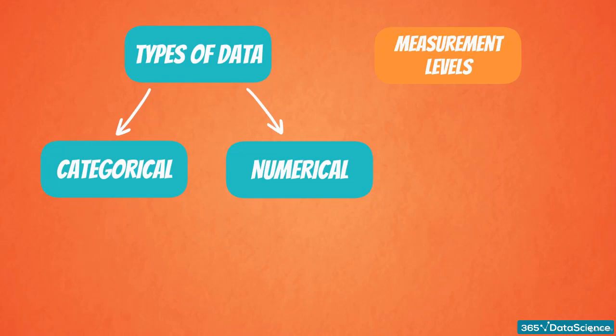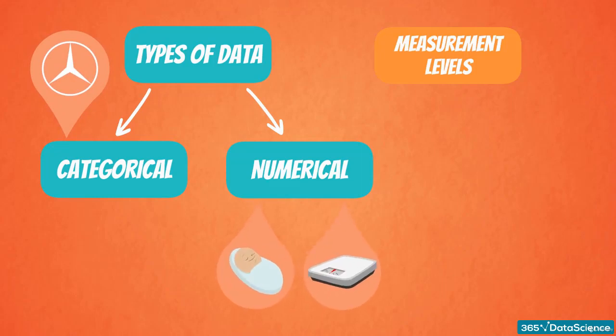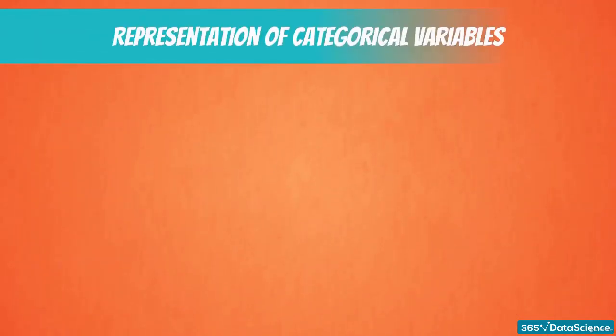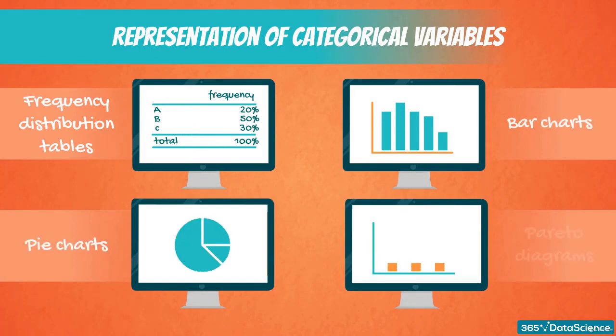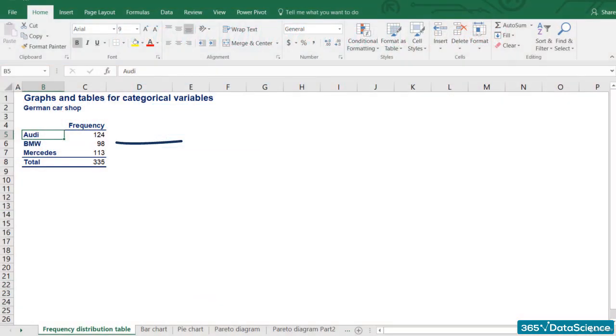As you may recall, there are two types of variables, categorical and numerical. In this video, we will focus on categorical variables. Some of the most common ways to visualize them are frequency distribution tables, bar charts, pie charts, and Pareto diagrams. First, let's see what a frequency distribution table looks like.